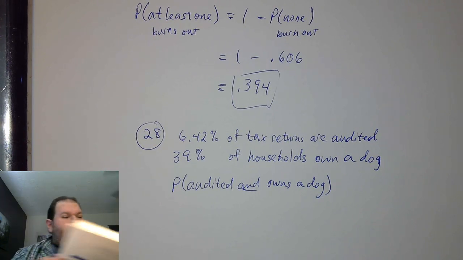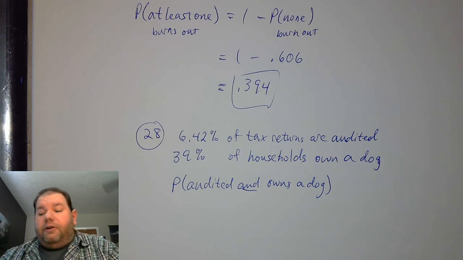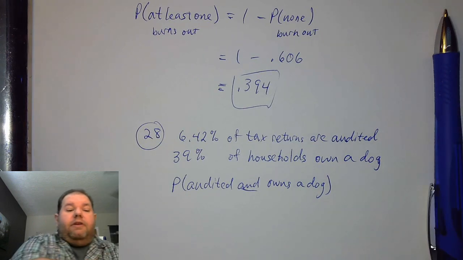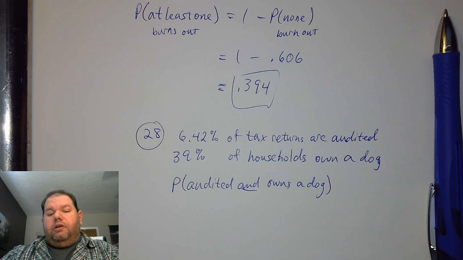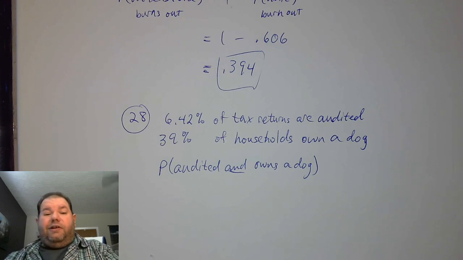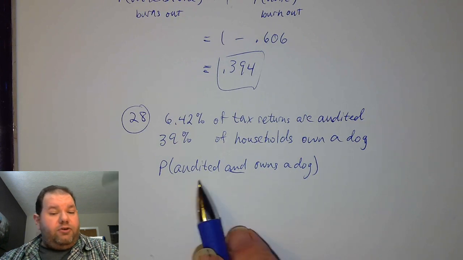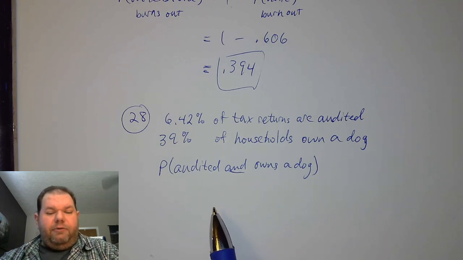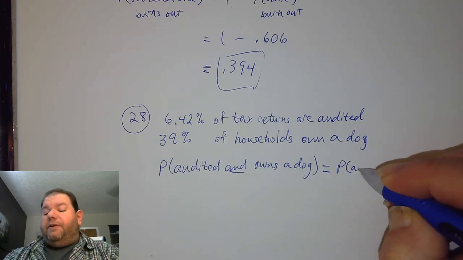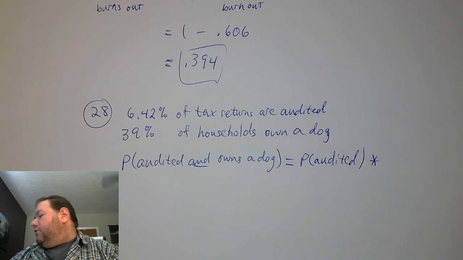Okay. Again, kind of a silly question, but it certainly demonstrates the thing that we're trying to learn here, which is independent events and the multiplication rule. Now, we said at the beginning, if we have an and statement here, and these two events are independent of each other, which we have been told that they are, and I would absolutely anticipate that they're independent, then we can say it's the probability of being audited times the probability of owning a dog.